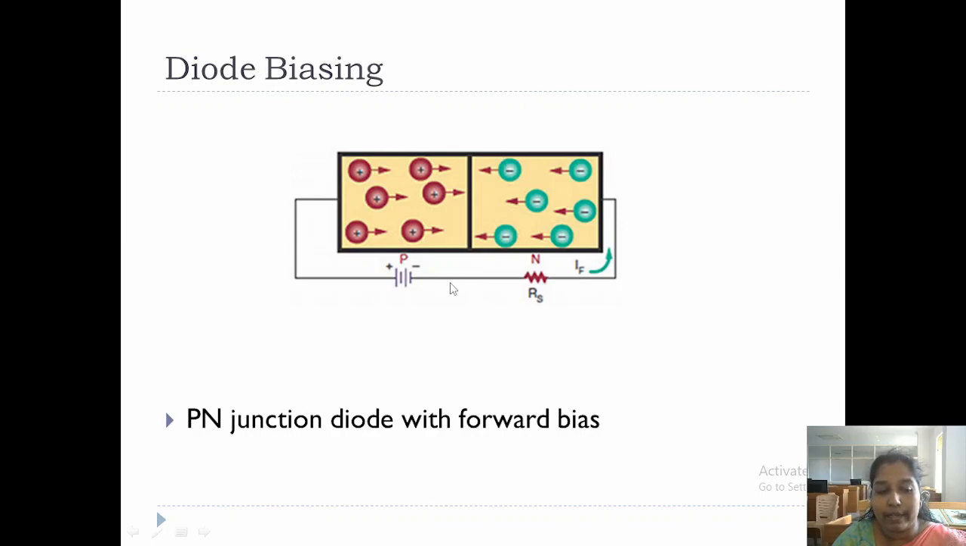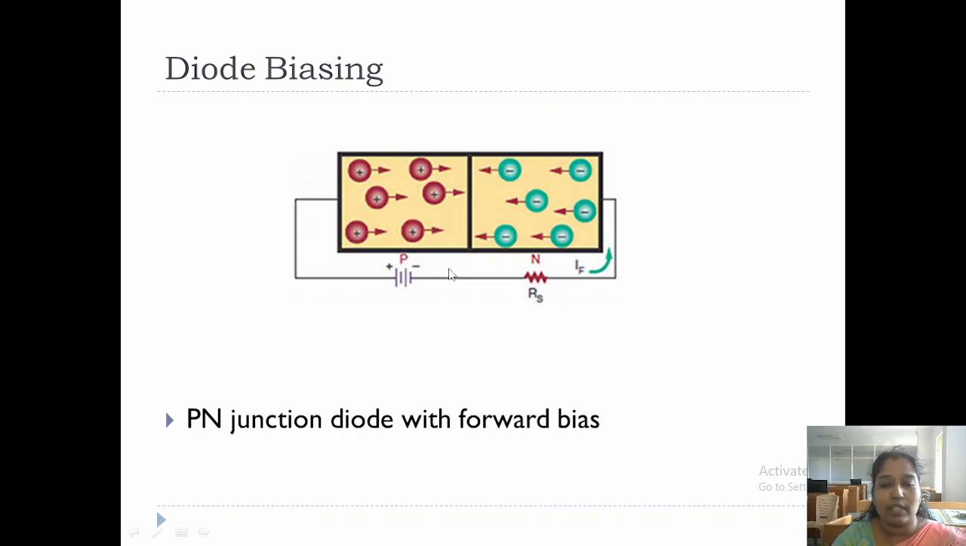Now let me clear one thing. A hole is nothing but the absence of an electron at a particular location. So whenever the electrons are moving from one place to another, the hole is also moving from one place to another. So due to the movement of electrons, we also get the movement of holes.